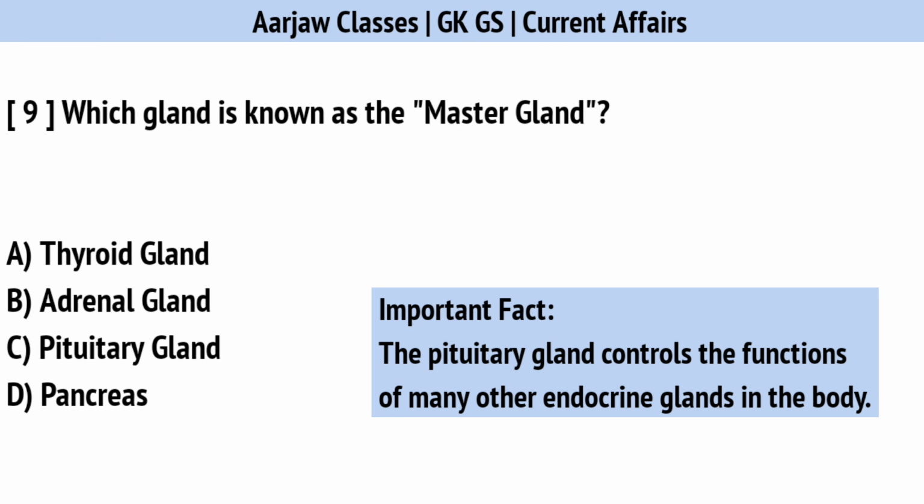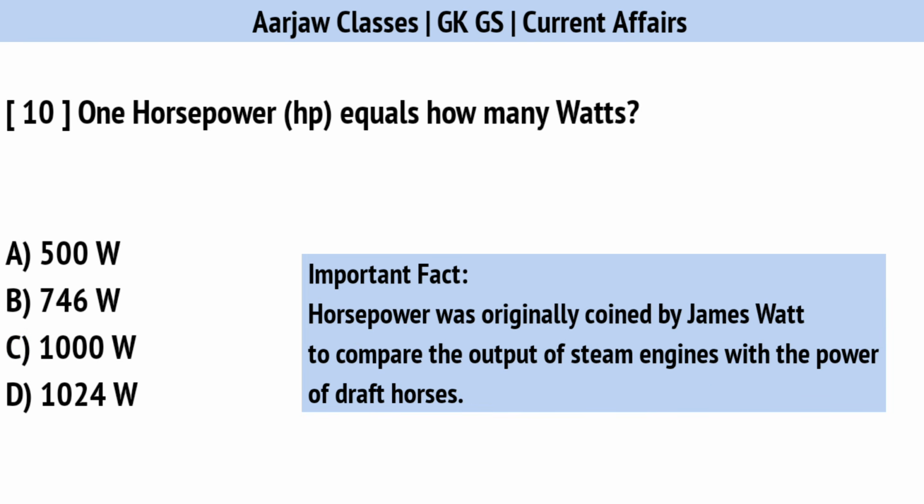Which gland is known as the master gland? Correct option is C, pituitary gland. 1 horsepower equals how many watts? Correct option is B, 746 watts.